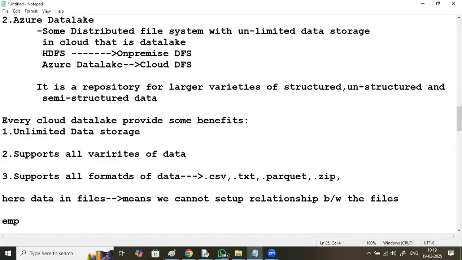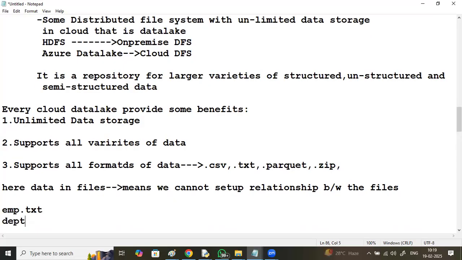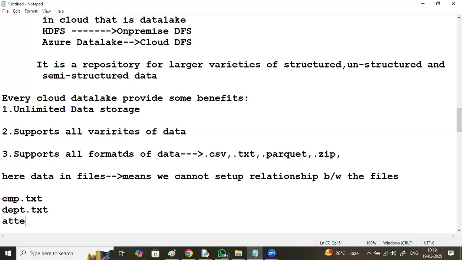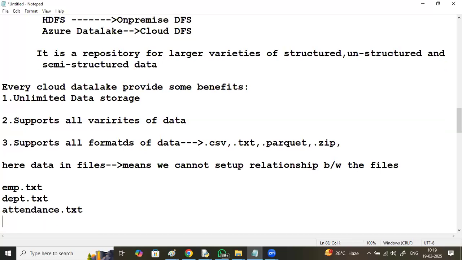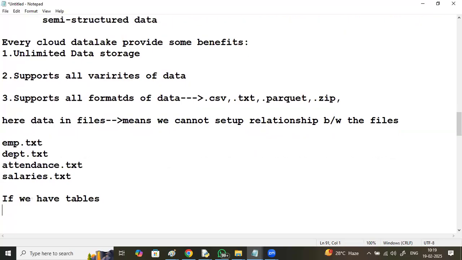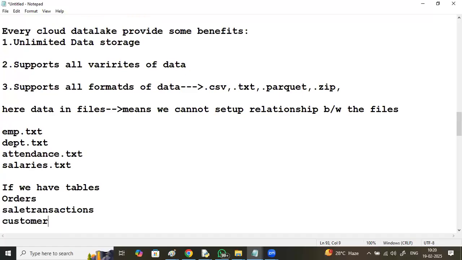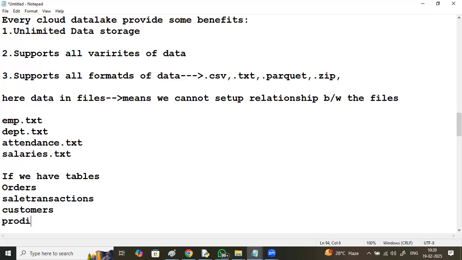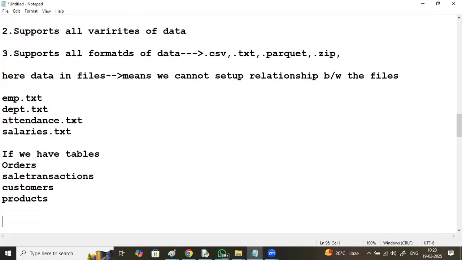So if I have emp.txt, dpt.txt, attendance.txt, for example, some files are there. Salaries.txt is there. Can you maintain any relationship between these if they are files? No. If you have tables, for example, orders table, sales transaction is one more table. Customers, products. So we can maintain relationships.